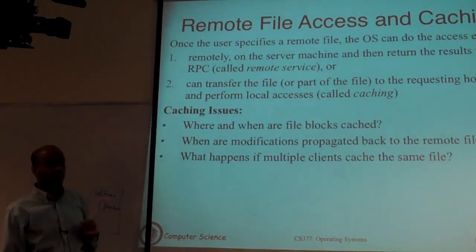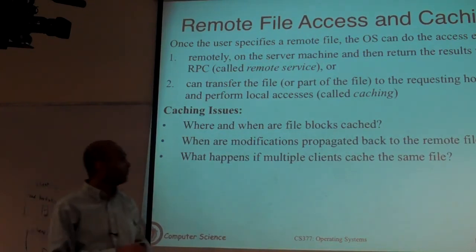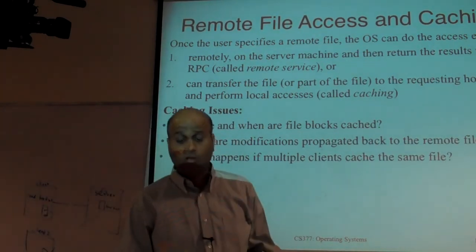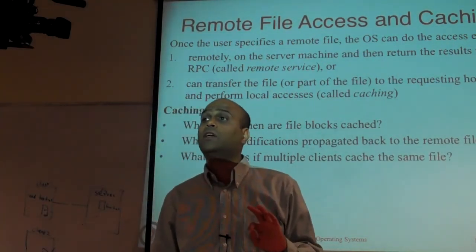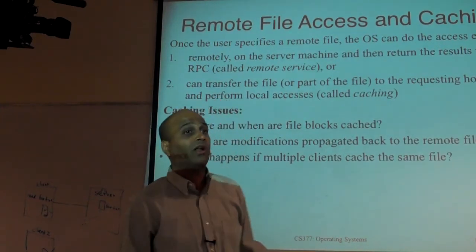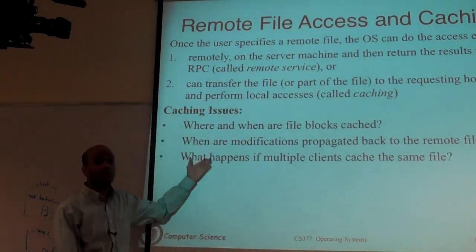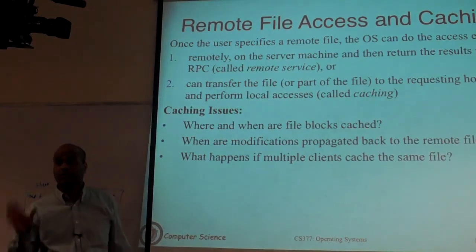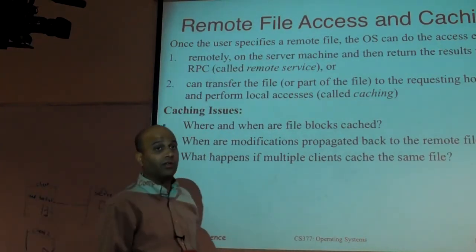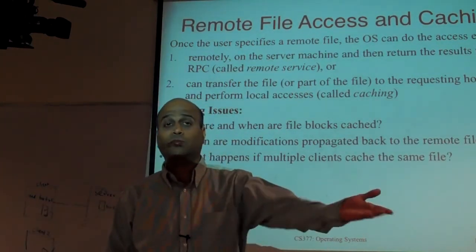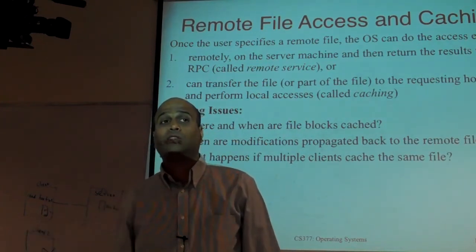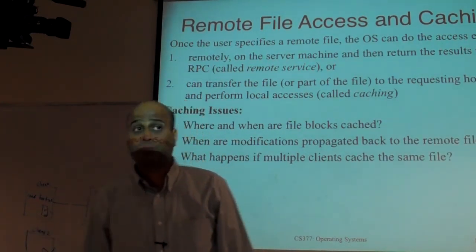What happens when all modifications are sent back? What if multiple clients cache the same file? If you design a caching-oriented file system, you have to answer this question and have some satisfactory solution. Otherwise, the clients will see weird behavior. You may say, I just wrote that file there. Why is it that I cannot access it? This happens all the time.